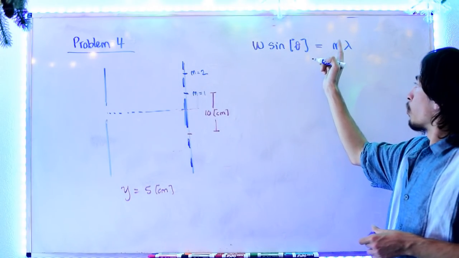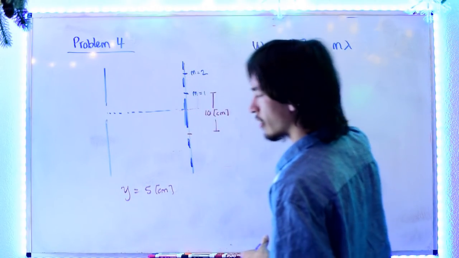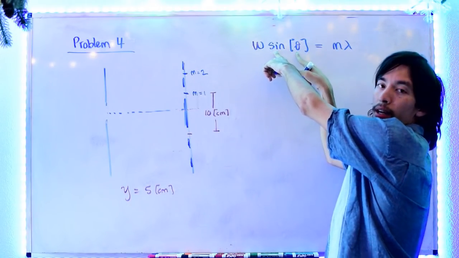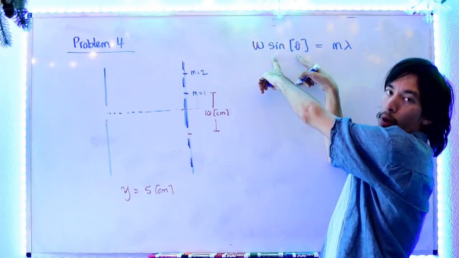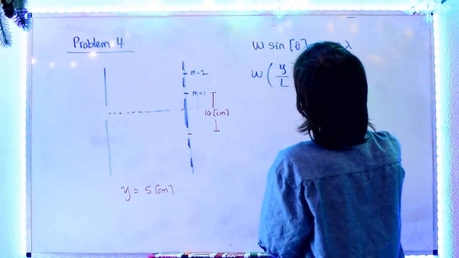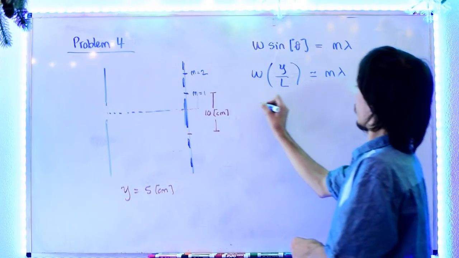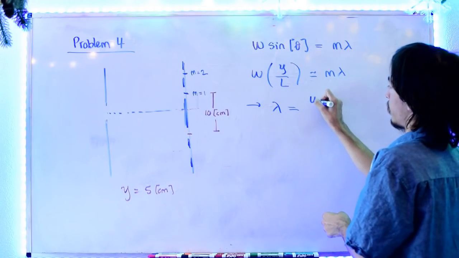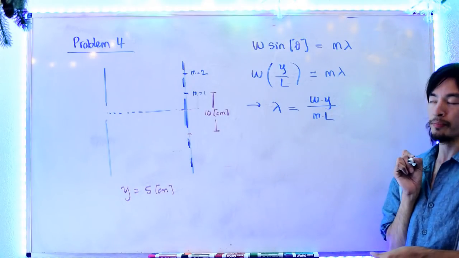We need to solve, in this case, for the wavelength of the light, so we need to solve for lambda. We're also going to substitute the sine of theta with the approximation, which is sine of theta equals tangent theta, which is y over L. So w times y over L is approximately m lambda. We solve for the wavelength. So we divide by m to the other side, so w times y in the top divided by m times L in the bottom.